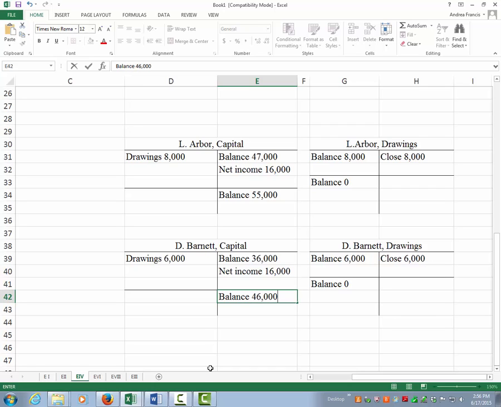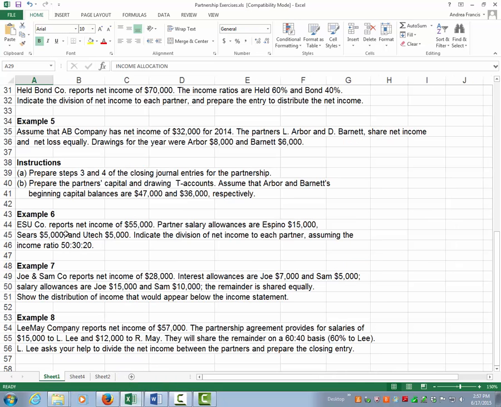$46,000. And that is how we allocate the income, prepare the closing journal entries, and also prepare T accounts for those journal entries to be posted. Let's move on to example 6 here.